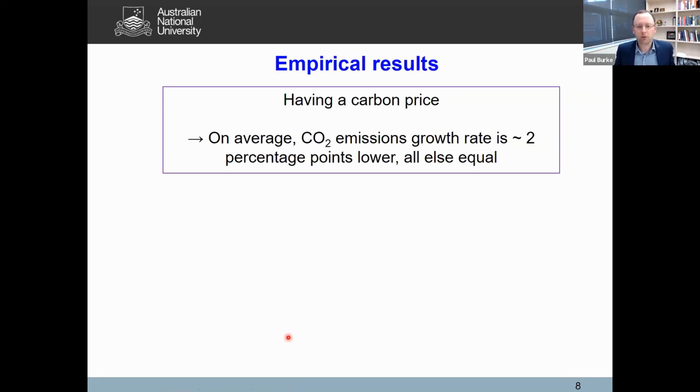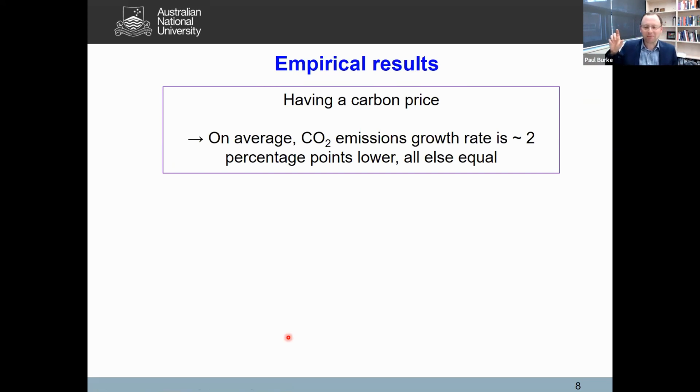Empirical results. So our findings boil down to a few key results. Having a carbon price versus not having one. We find that on average, if you have a carbon price in place, controlling for as many other things as we can, then a country's observed CO2 emissions growth rate is about 2 percentage points lower on average.